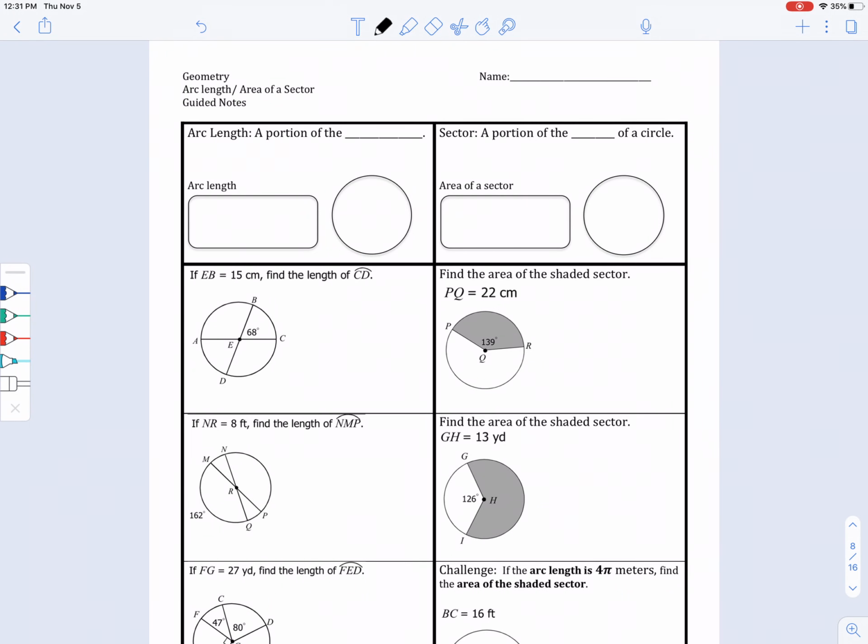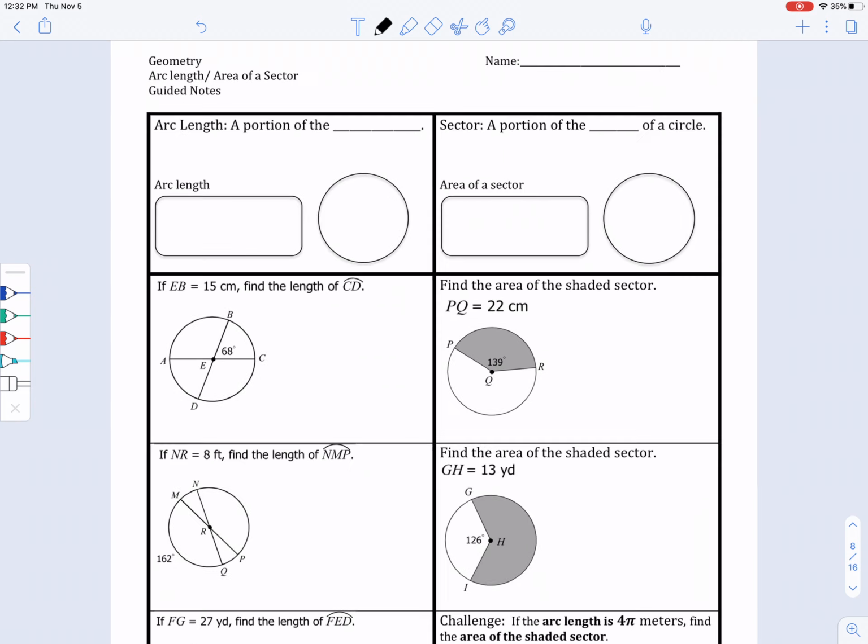Alright, in a previous video, we talked about the circumference and area of a circle. So if you haven't watched that yet, or you forgot what those were, please go back and check that video. In this lesson, we're going to actually use those ideas and further them to talk about the arc length and sector of a circle.